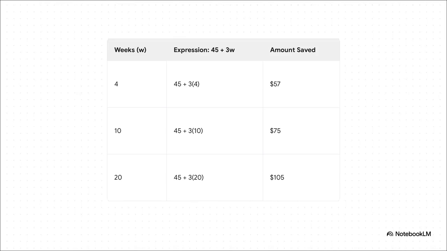Now, here is the real power of a variable: to literally predict the future. Because w is just a placeholder, we can substitute any number of weeks right into it. In 4 weeks, we just substitute 4 for w, do the math, and get $57. In 10 weeks, substituting 10 gives us $75. We can clearly see exactly how our savings evaluate and grow as time marches on.